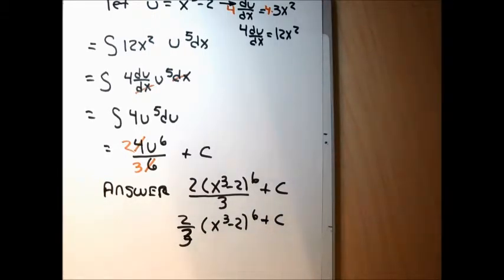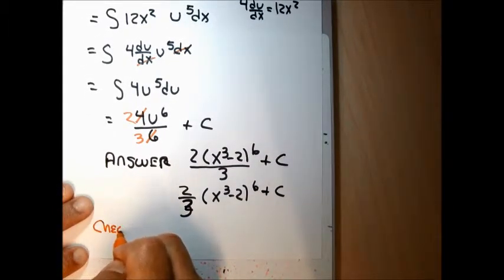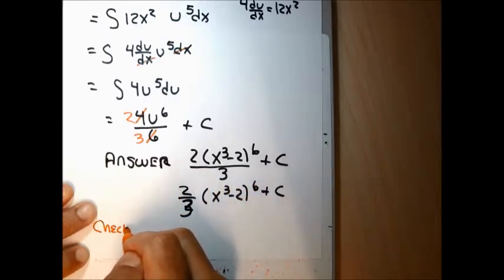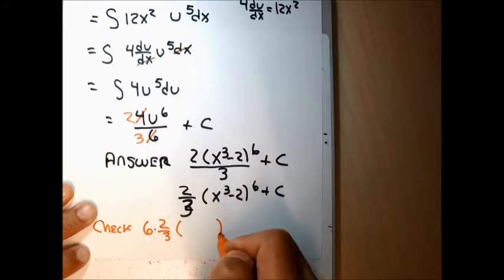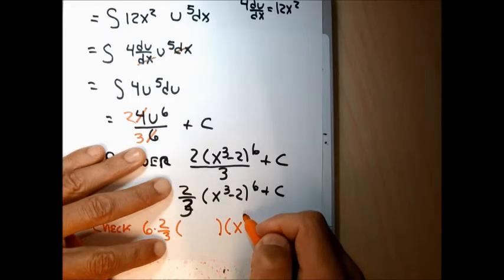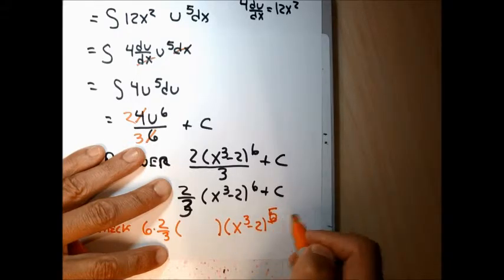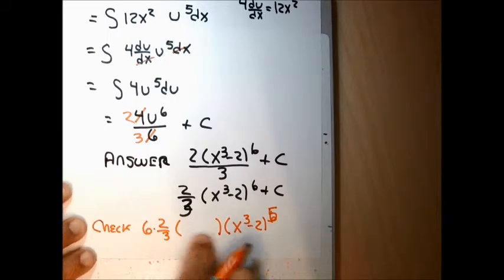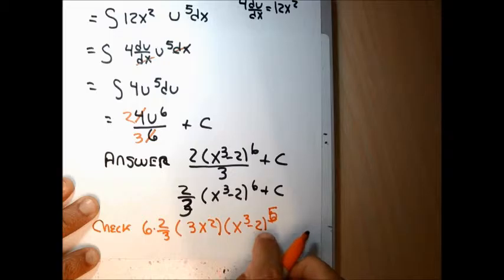And then, since I have a minute, I'm going to check this. To check this, I do use the chain rule. I take the 6, multiply it by the 2/3, leave myself some room, take the exponent, lower it by 1 to 5. The c has a derivative of 0. In this parentheses, I take the derivative of x cubed, which is 3x squared, the derivative of minus 2, which is 0.